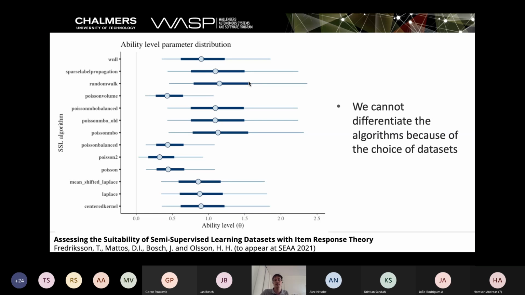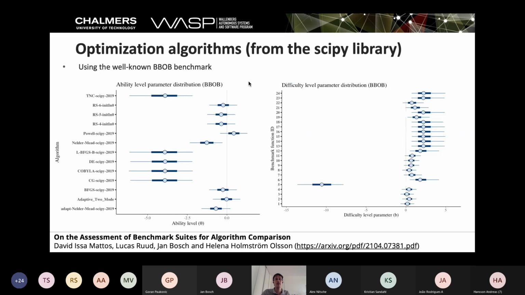to those data sets. Of course, we use these data sets for semi-supervised learning algorithms, but we can also do that for optimization algorithms. And we're talking about black box optimization algorithms. And the scipy library contains lots of them. For example, Nelder-Mead, differential evolution, and so on. And we apply them to a very well-known benchmark, this BBOB.